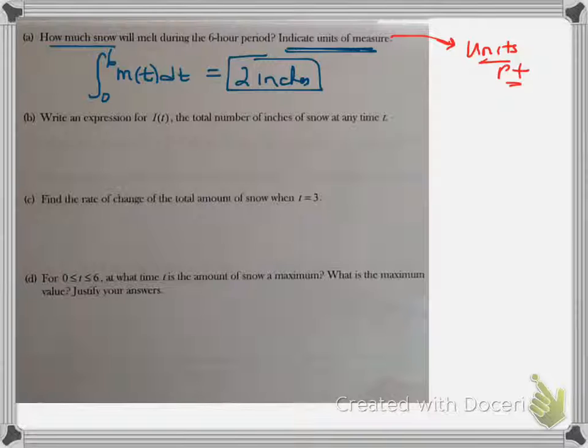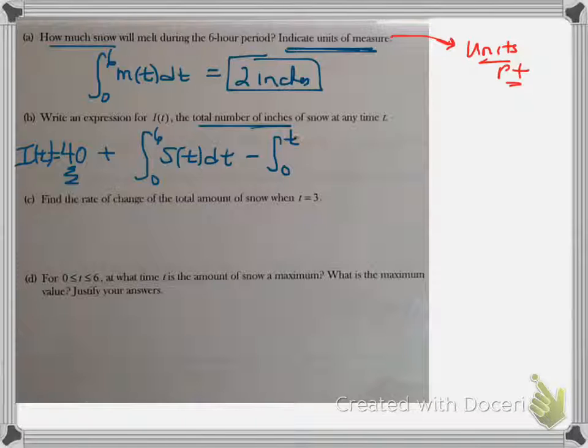Now, let's go to part B. Write an expression, they're calling it I of t, for the total number of inches of snow. So if I'm going to get the total inches of snow, I need to know not only how much snow melted, but how much snow was added, and I have to remember that we started with 40 inches of snow to begin with. So I of t is going to equal that 40 inches of snow plus the total amount of snow added, that was the function they had given, s of t, and then minus the total amount of snow that has melted. And actually I'm going to change these upper limits of integration to t because it just says at any time t.